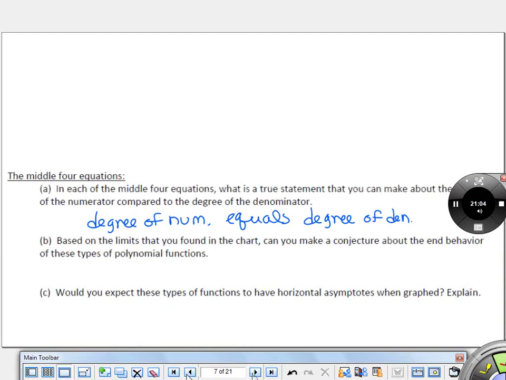So we would say that we would expect the function to approach the same value at both ends.